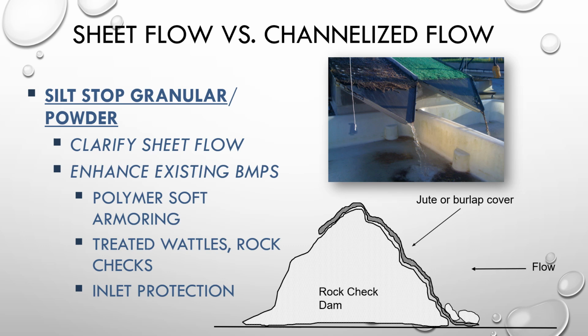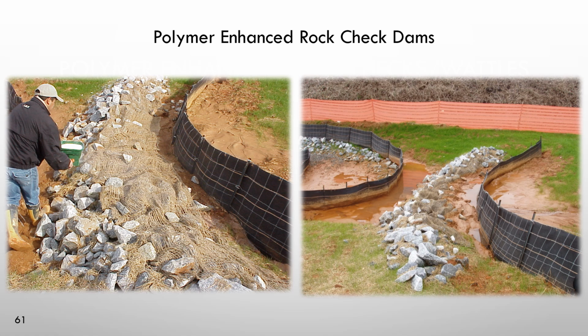So we can enhance existing BMPs like our polymer enhanced soft armoring, rock checks, wattles, silt fence, inlet protection. With a little bit of polymer enhancement, we can turn these into water clarifying structures. So for example, our rock checks, they do a great job at slowing the flow, pooling some water, dropping out the heavier sediment. But again, if we have fine clays or fine particles, those will move right through our rock checks and our silt fence.